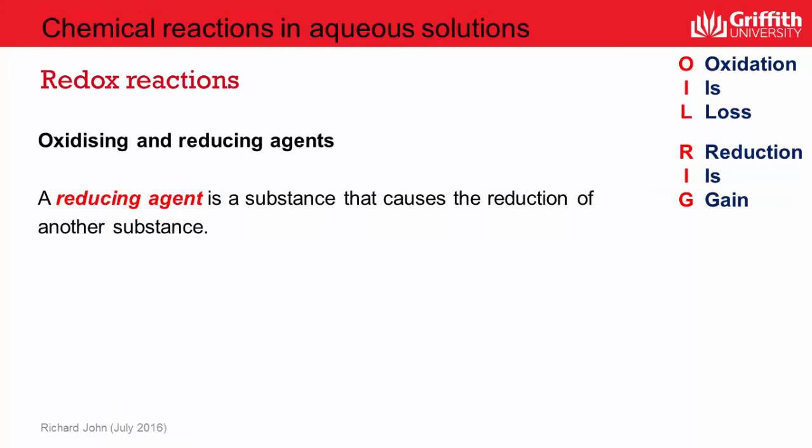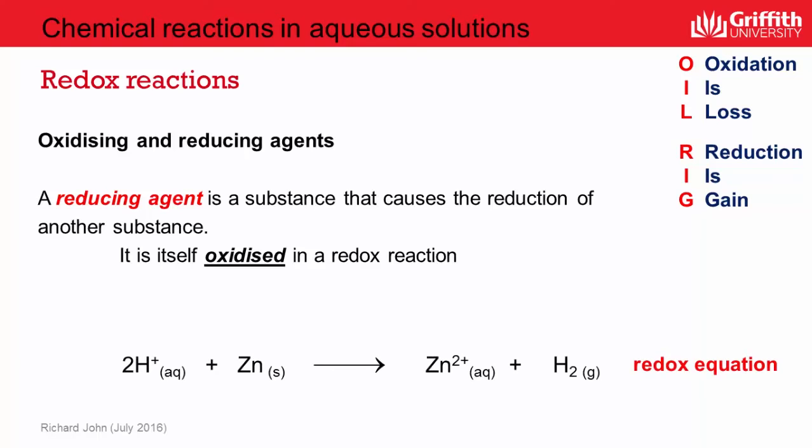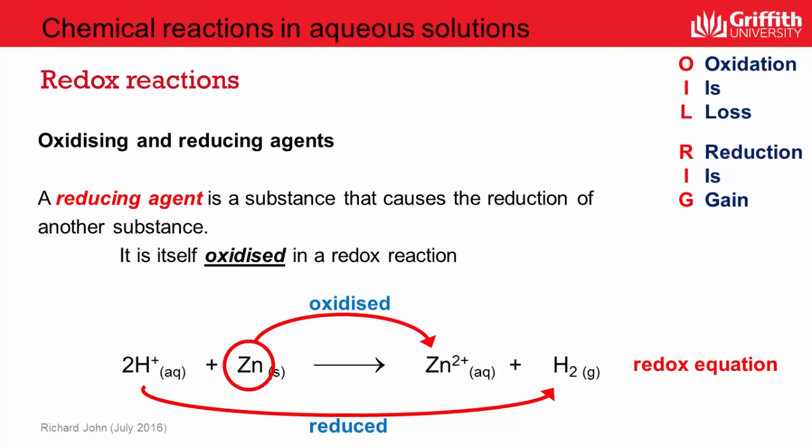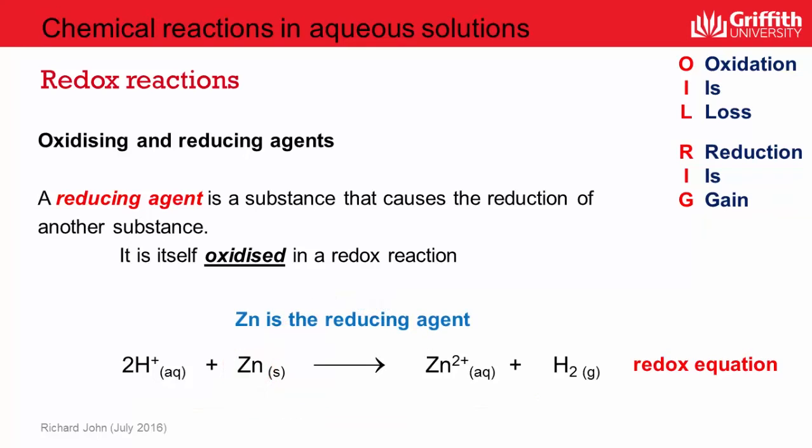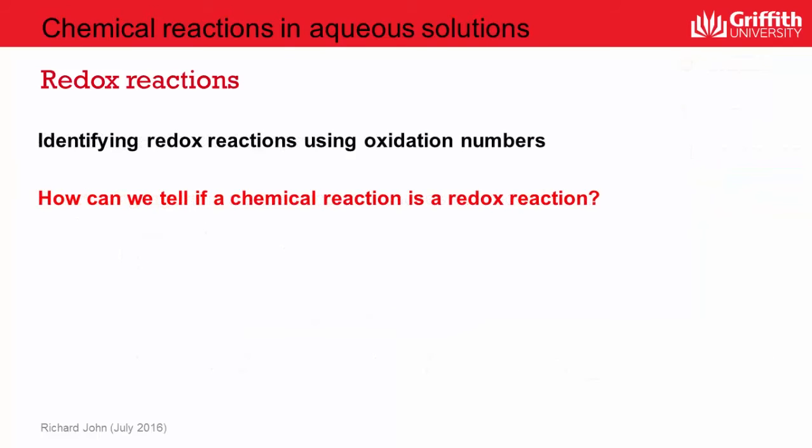A reducing agent is a substance that causes the reduction of another substance, and it is itself oxidized in a redox process. So if we go back to our redox equation, acid plus reactive metal, we see that zinc actually causes the reduction of H+ ion, and it is itself oxidized. So in this process, zinc is the reducing agent. You'll always have a reducing agent and you'll always have an oxidizing agent in these redox reactions.